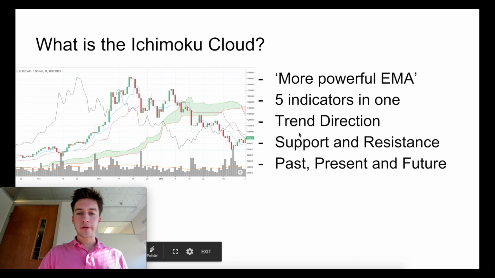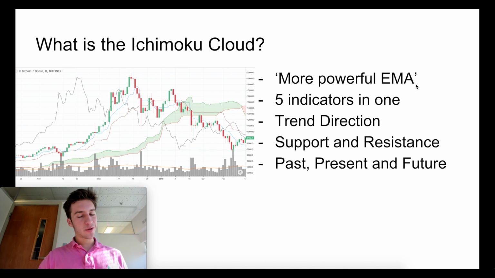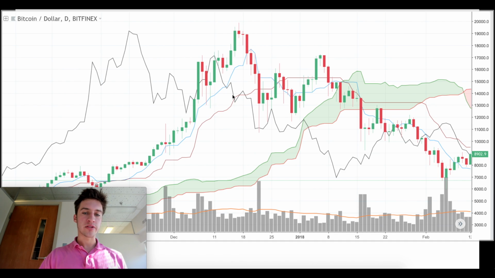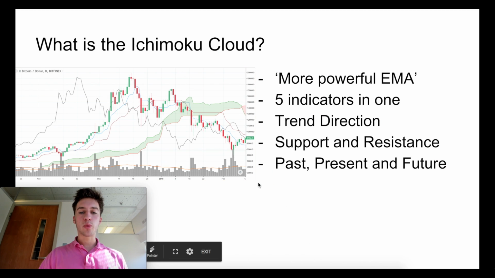So the Ichimoku cloud is also known as a more powerful exponential moving average. I don't really agree with this because it looks like Bollinger Bands, it looks like exponential moving averages, but its calculations are a little bit different. And not only does it have one calculation, it actually has 5 different calculations in one indicator. That's why we're going to get 5 lines within this indicator: 1, 2, 3, 4, 5. And what these 5 lines show us are trend direction, likely reversal points, and support and resistance.